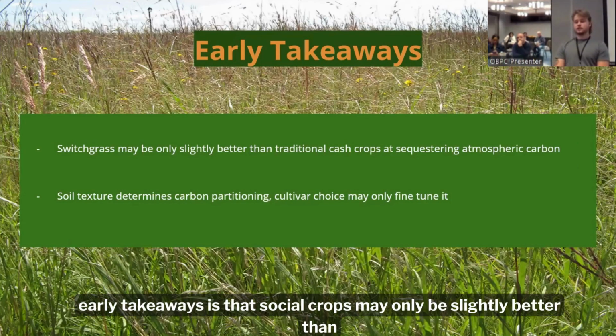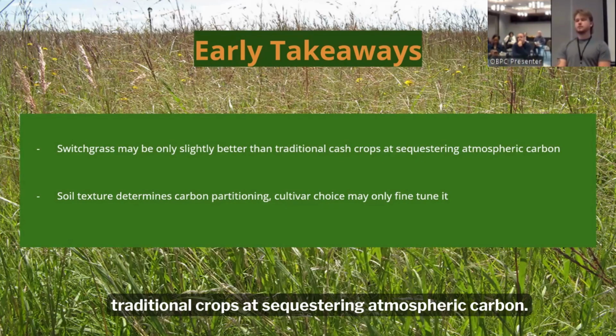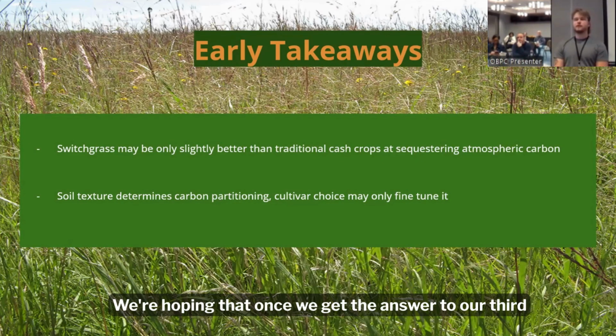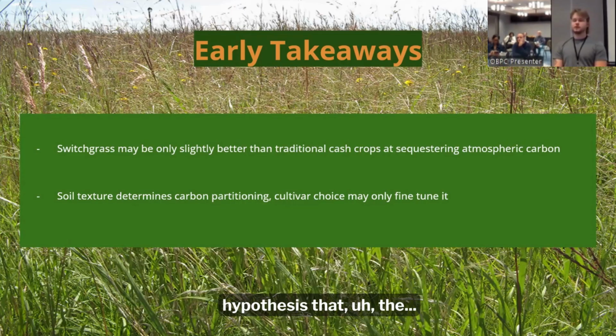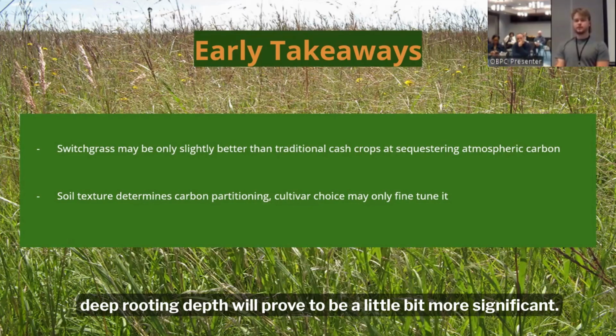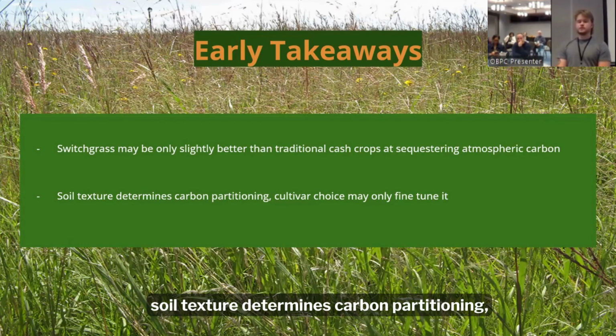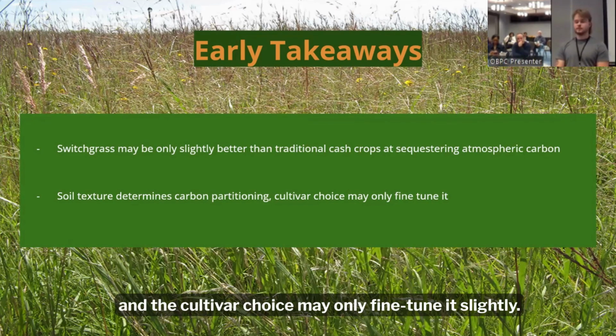So an early takeaway: switchgrass may only be slightly better than traditional cash crops at sequestering atmospheric carbon. We're hoping that once we get the answer to our third hypothesis, the deep rooting depth will prove to be a little bit more significant. And then soil texture determines carbon partitioning, and the cultivar choice may only fine-tune it slightly.